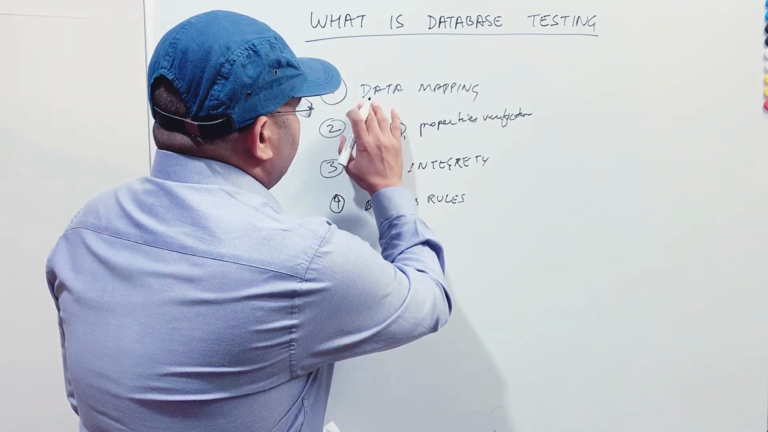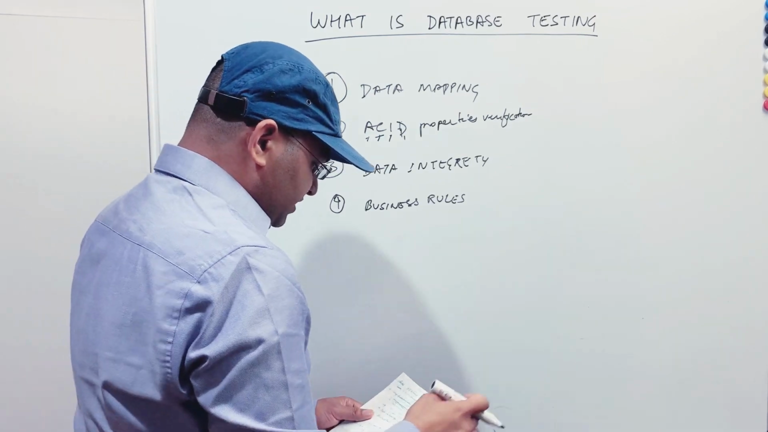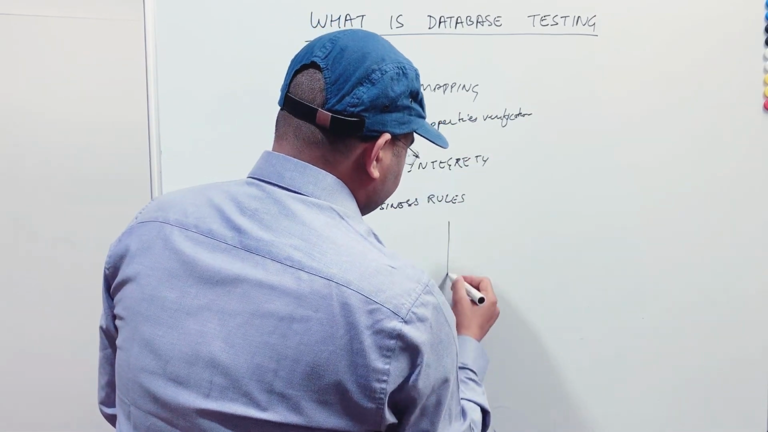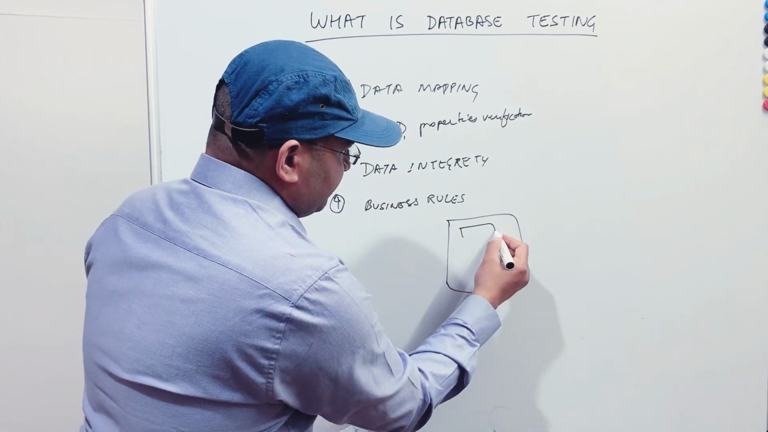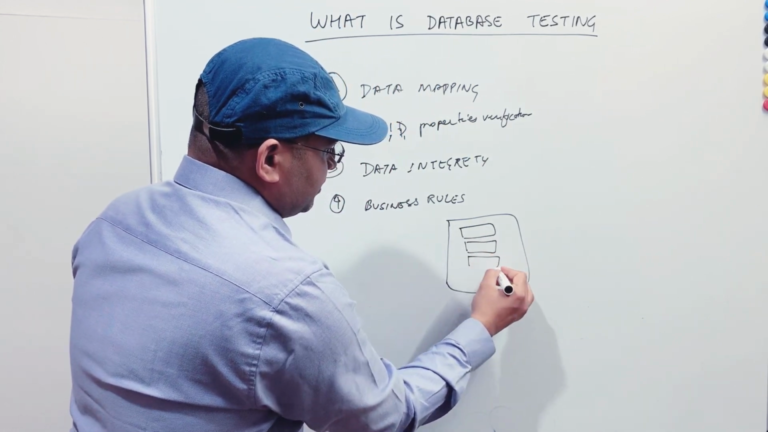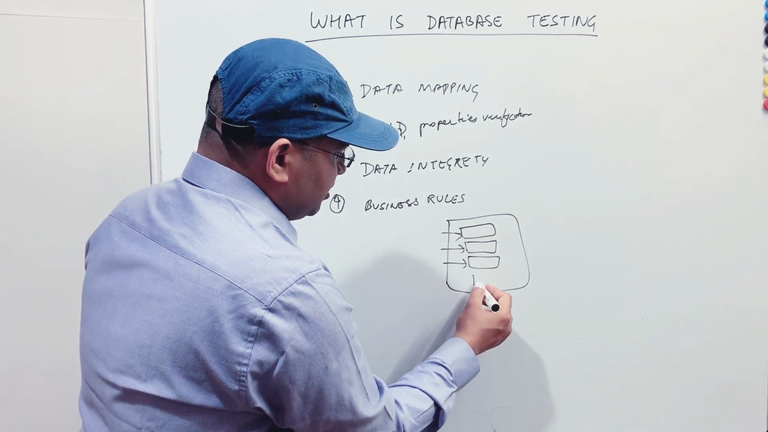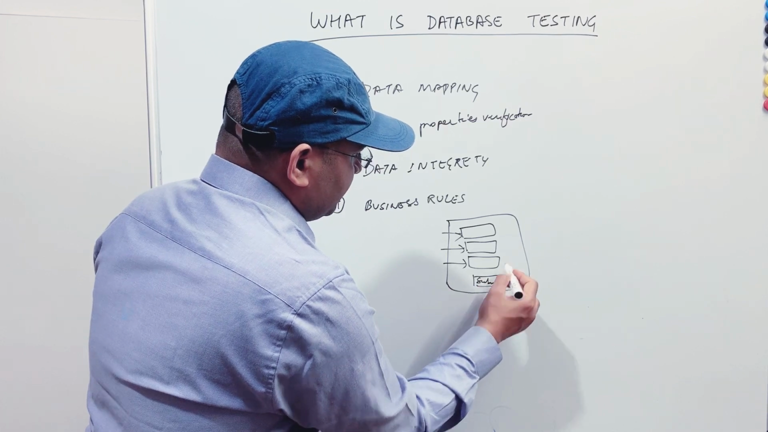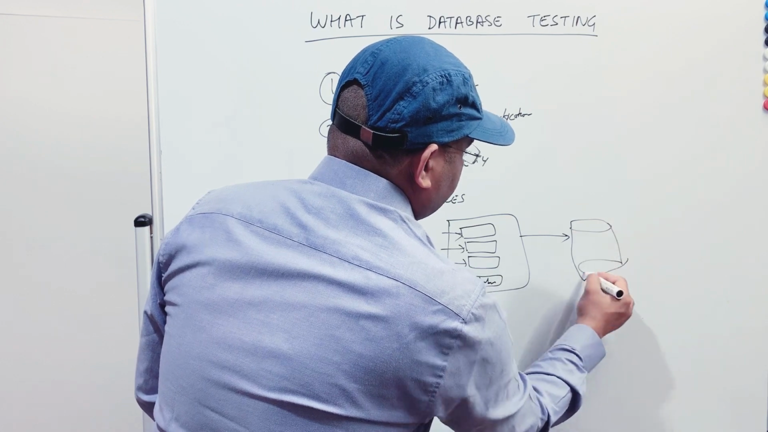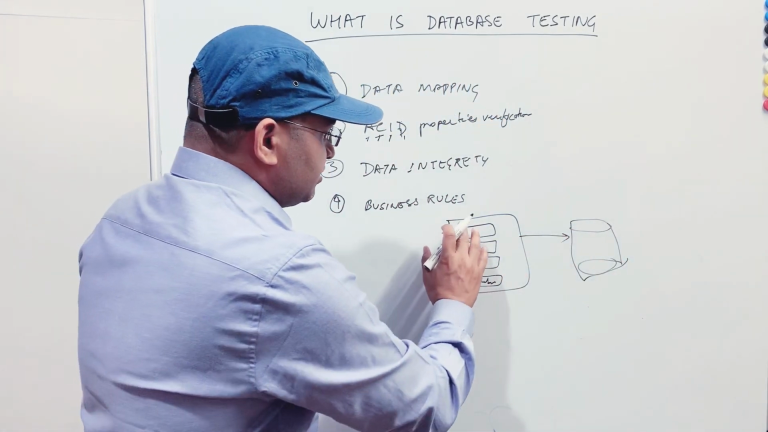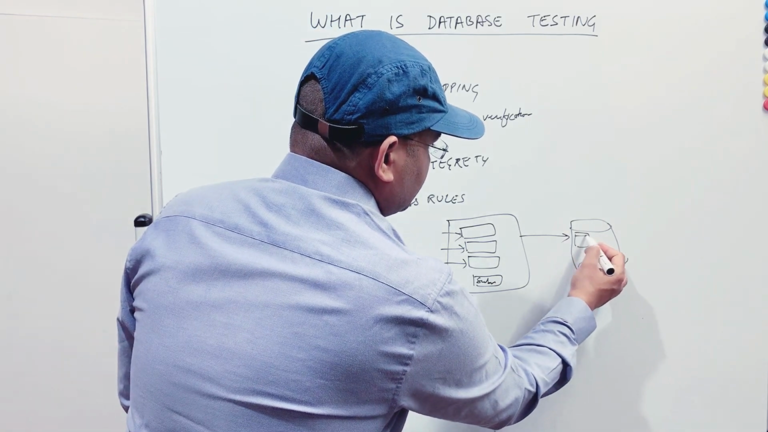Now when we talk about data mapping, as in the example I have taken, you have the front end, and at the front end you have the registration functionality. You provide the data in the registration page, you submit the form, and then the data is stored in the database, right? There will be some tables within which this information gets stored. Within the database there will be tables with rows and columns.